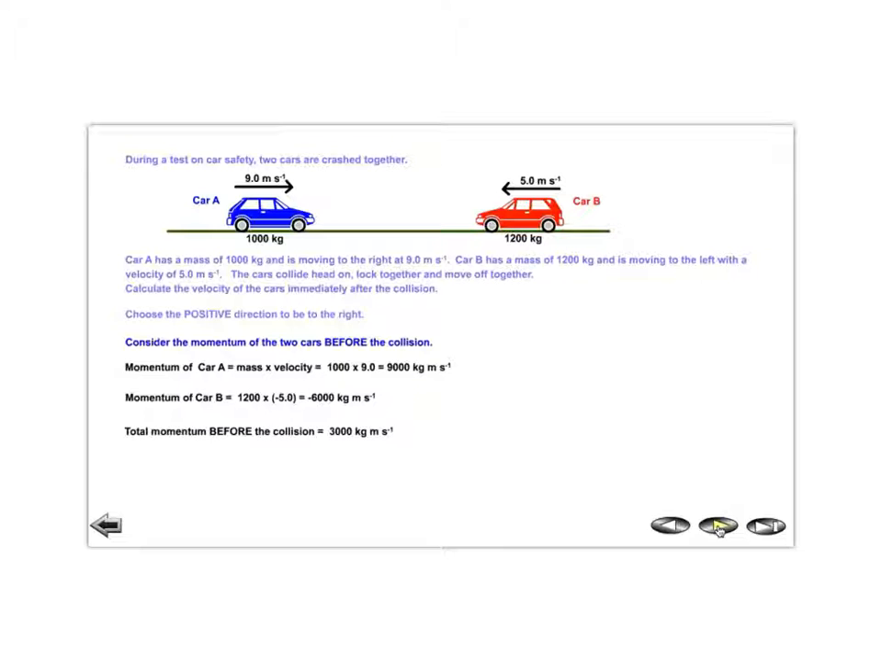So before the collision, the momentum of car A is 1,000 times 9, which is 9,000 kilogram meters per second. But for B, we've got to take account of the opposite direction of the velocity, so it's 1,200 times minus 5, which is minus 6,000. So the vector sum of these two, 9,000 minus 6,000, gives you a total momentum before the collision of 3,000.